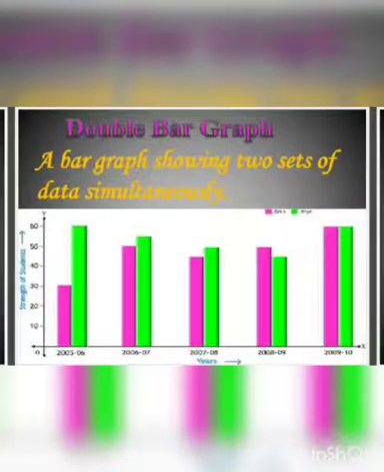Next is a double bar graph. Children, a bar graph showing two sets of data simultaneously, such type of graphs are called double bar graphs. So here in the example, on the x-axis we took the years, and on the y-axis we took the strength of the students. Pink represents girls and green represents boys. If we represent both with the same color, we can't know the difference between the boys and girls.